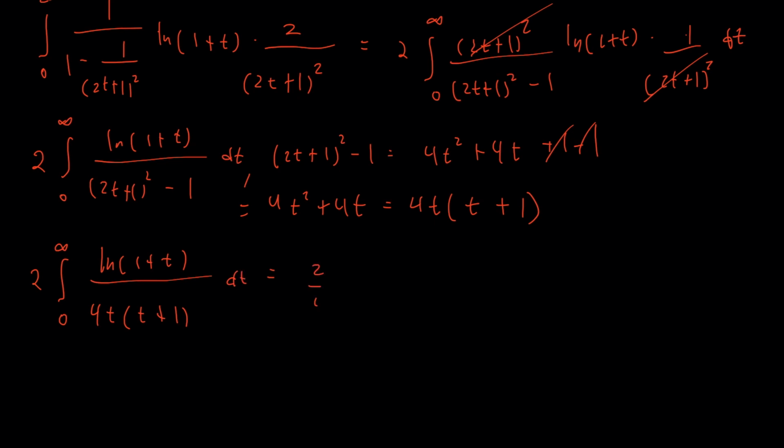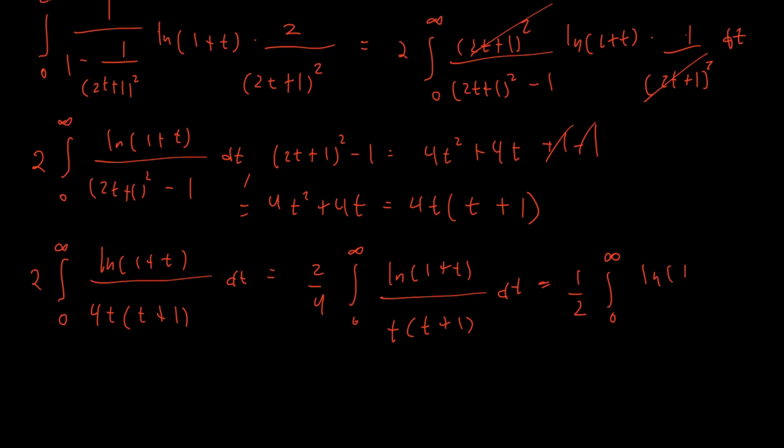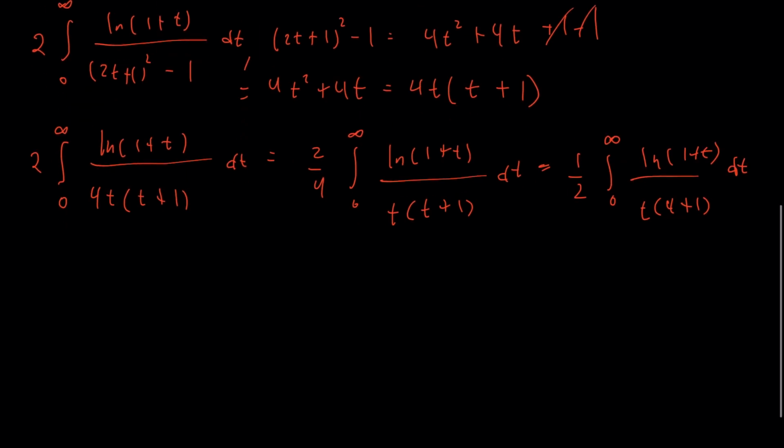We have a 2/4 the integral from 0 to infinity, the natural log of 1 plus t, divided by t times (t plus 1) dt. But 2/4 is a half, so we have 1/2 the integral from 0 to infinity, the natural log of 1 plus t, divided by t times (t plus 1) dt.